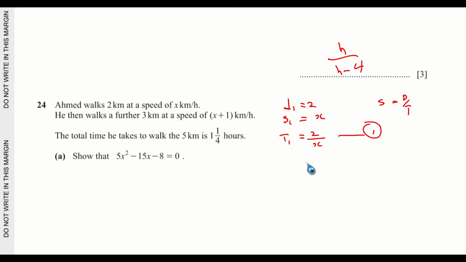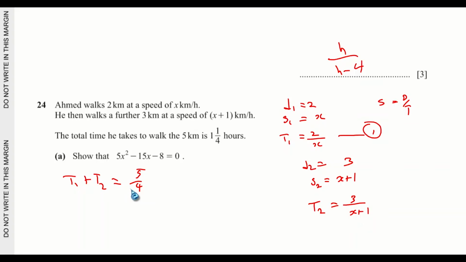Then we also have d2 to be equal to 3, and the second speed to be equal to x plus 1 kilometers per hour. Okay, so in this case we have t2, the time taken for the second journey, to be equal to 3 out of x plus 1. But we are told that the total time it takes to walk the 5 kilometers is this. So that means you can say t1 plus t2 should be equal to 4 times 1, 4, add 1, 5, 5 over 4. That is 1 whole 1/4.